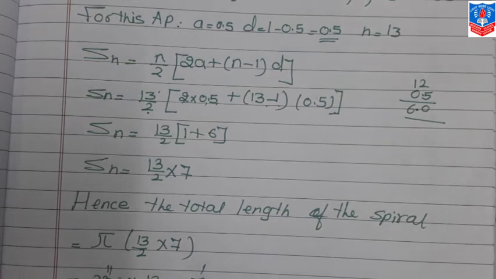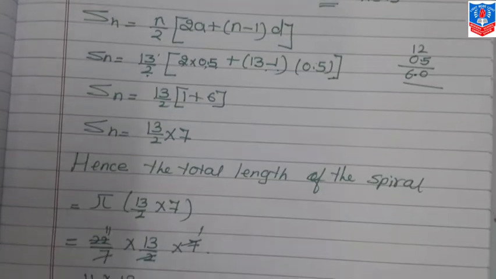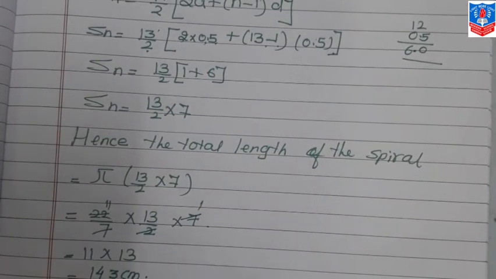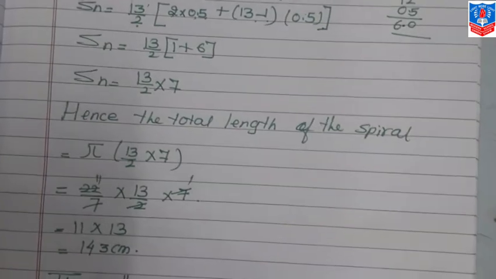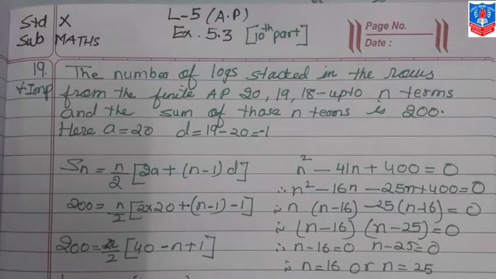Now the value of pi is 22 upon 7, so 22 upon 7 into 13 upon 2 into 7. Now 2 elevens are 22, 2 ones are 2, 11, 1, 1, 7 and 7 cancel, 13 into 11 is 143 centimeter. Thus the total length of the spiral made up of 13 consecutive semicircles is 143 centimeters. Thank you children.